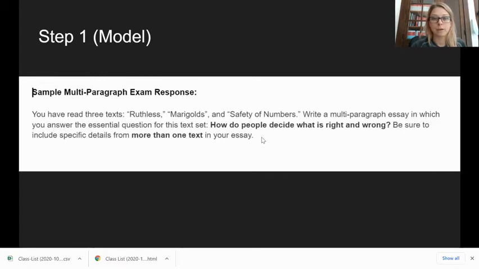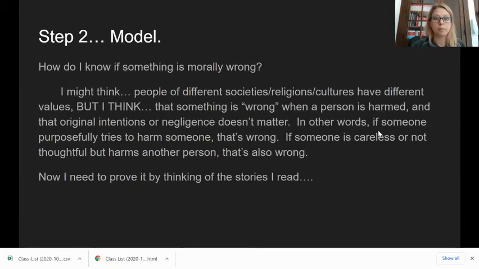Okay, so what do I need to do? I'm going to have to answer with multiple paragraphs. I have to answer the question, how do people decide what is right and wrong? Okay, so my step 1 is first to just think about that question. So I'm thinking, how do I know something is morally wrong?